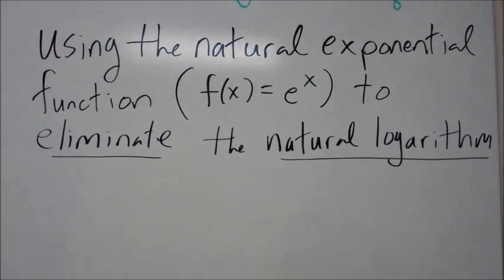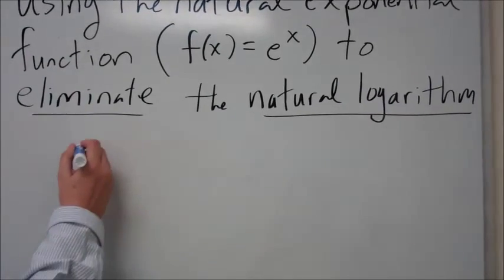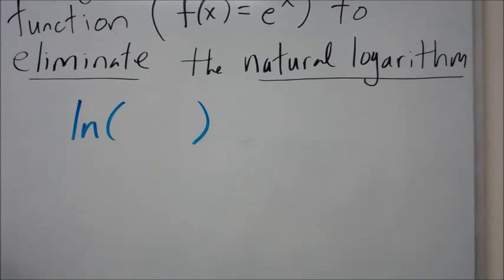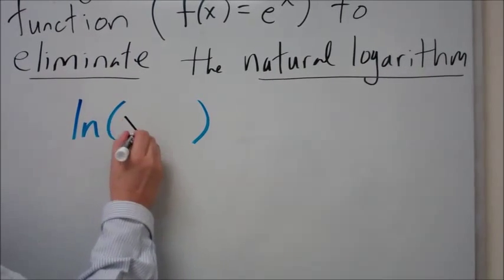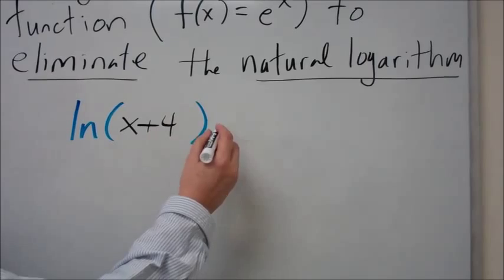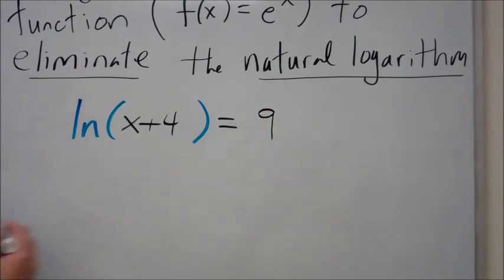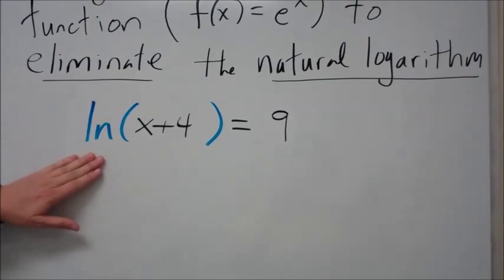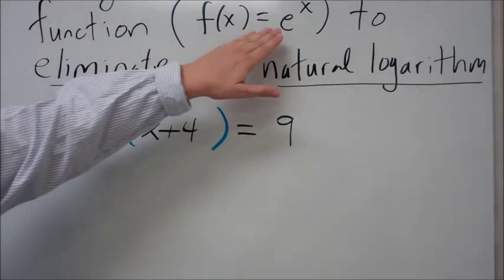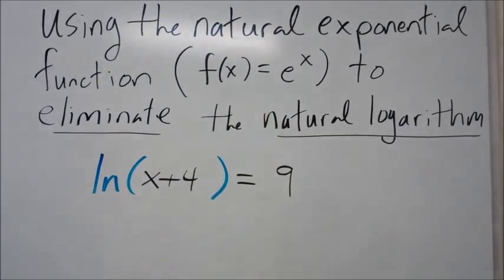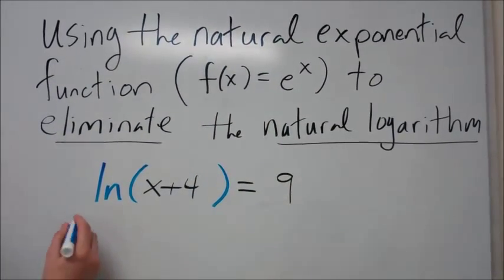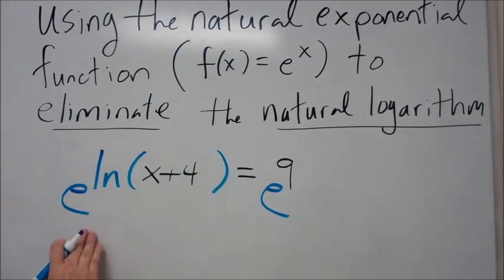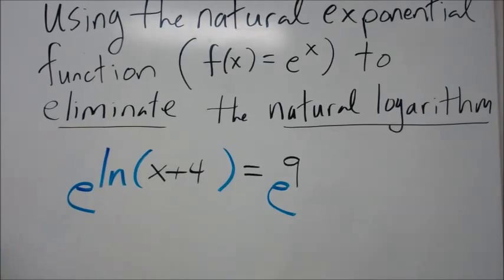Let's import what we had. We had ln of x plus 4 equals 9. So what are we supposed to do to eliminate the natural logarithm? Apply the natural exponential function to both sides, because the natural exponential function has the same base and is the inverse function and will eliminate the logarithm from the equation.